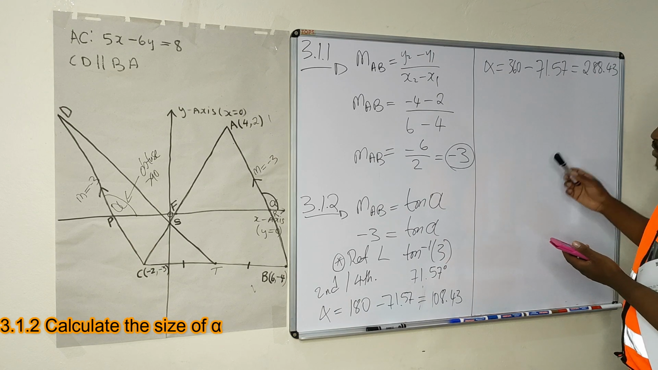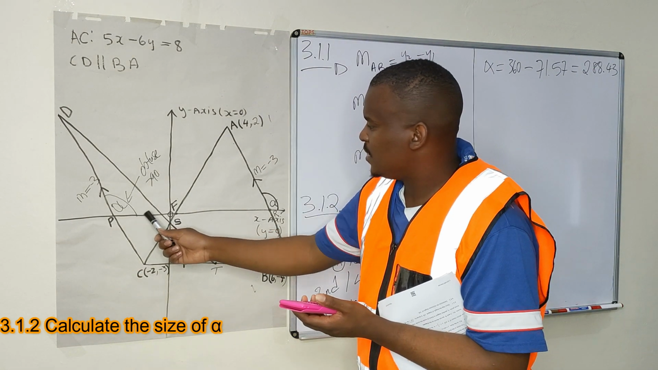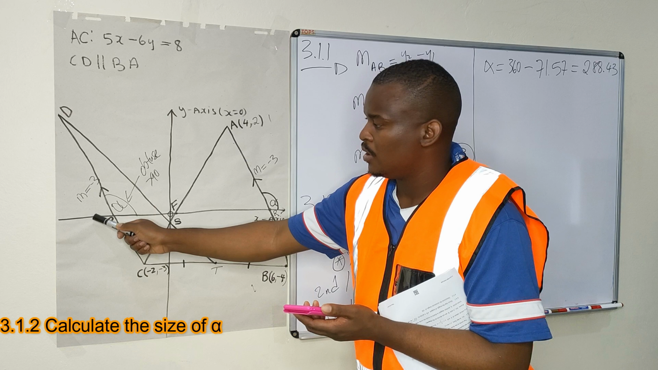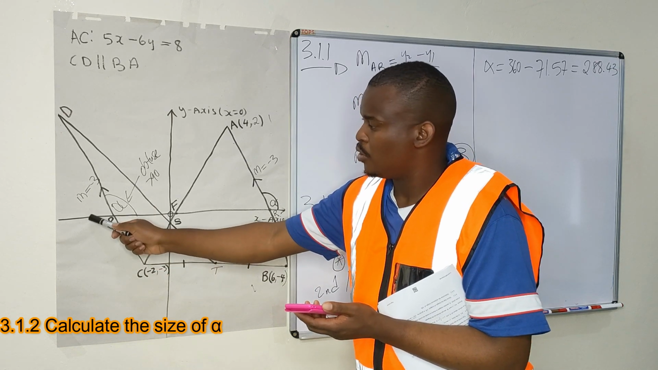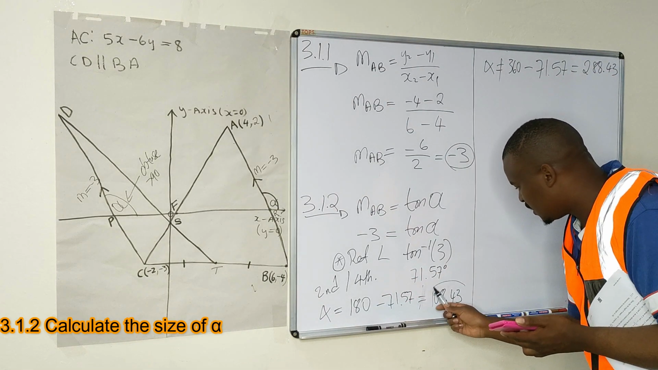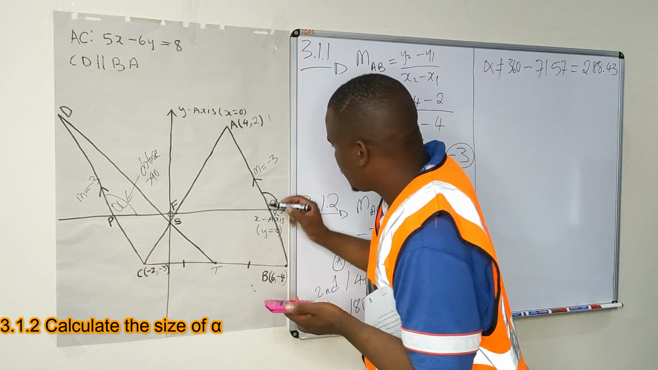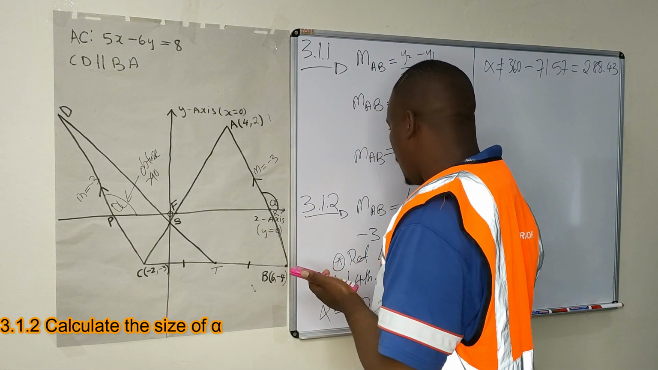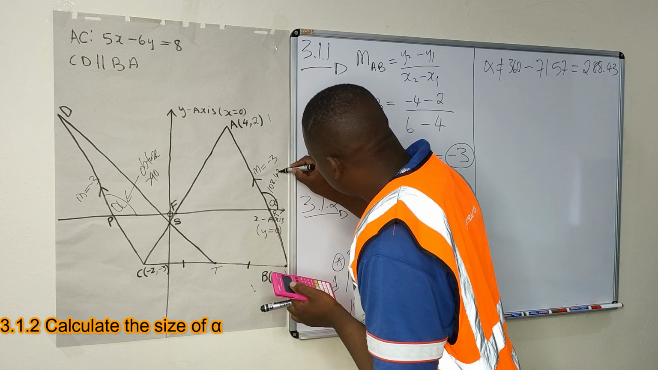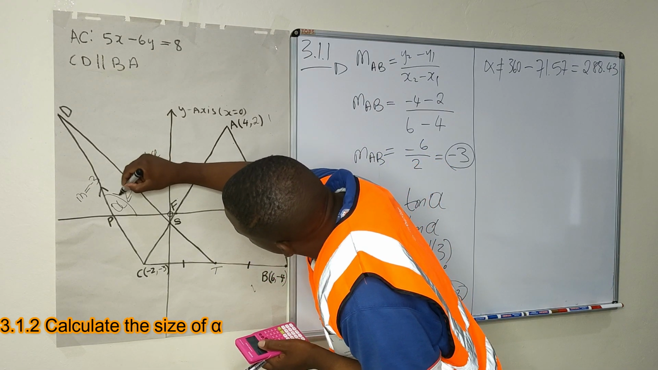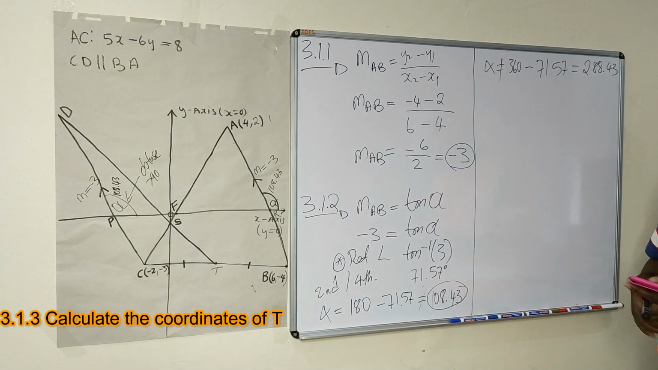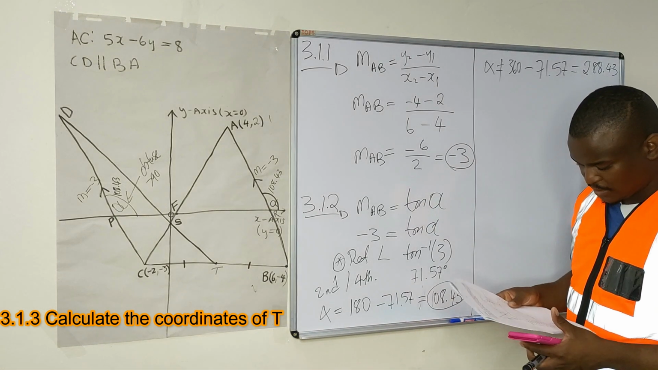When you look at that angle, it is greater than 90, yes, but it is less than 180 because it doesn't even complete 180 to get to the line again. So this is not possible. Our angle of inclination is this one here. Our alpha is 108.43. So we have our angle of inclination. We're done with this one.